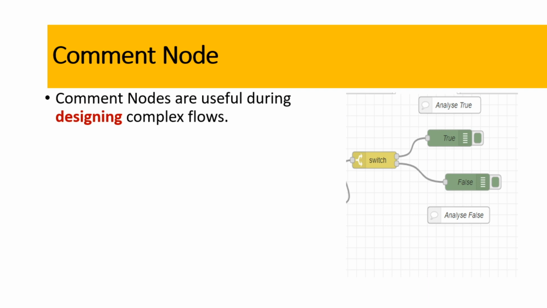Then in this video we are going to learn about an important concept called comment node. Comment nodes are useful when you design a complex flow. So here I am designing a flow which is going to have two threads. One is for the true case, another for the false case. If I want to comment the flow structure, I can use this comment node. So here I am going to use two comment nodes. One for analyzing the true path, another one for the false path.